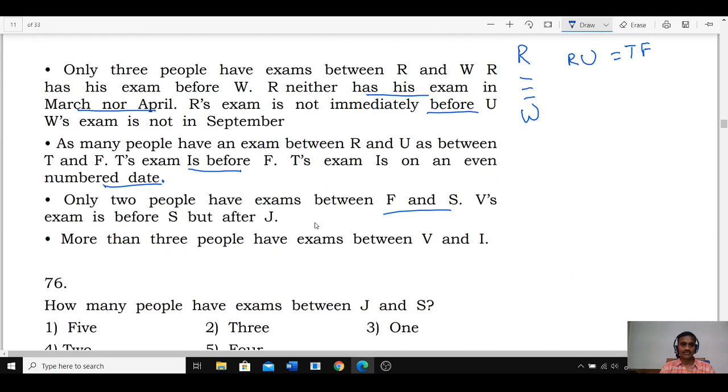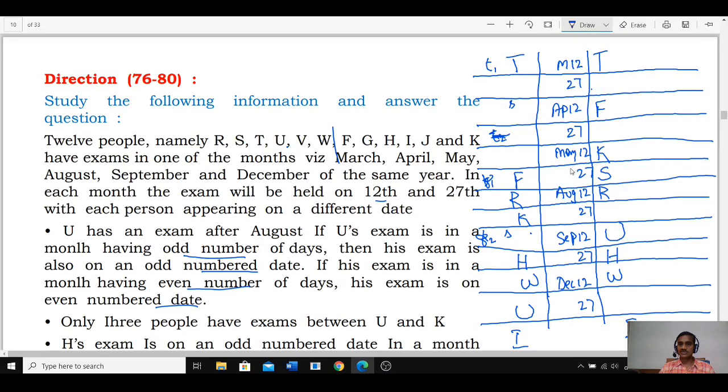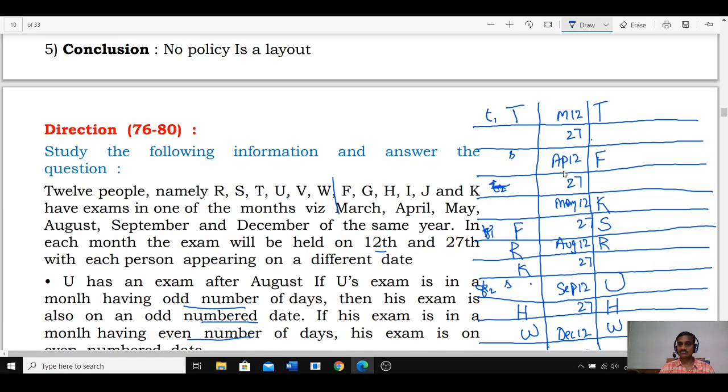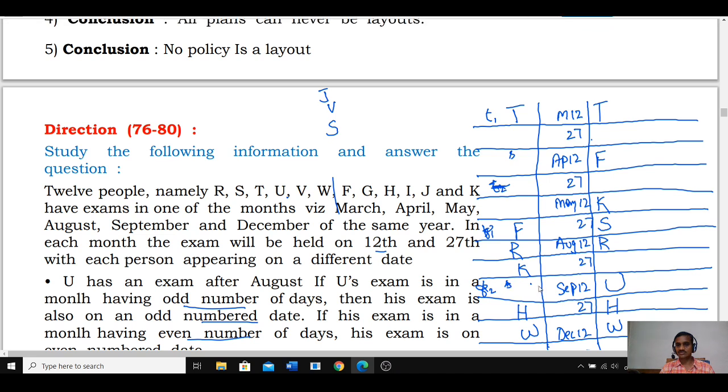And V's exam is before S but after J. Kanka J, V and S cannot be here. Hence S must be here. Hence J and V must be in these two places. And J, V and S. S kanna mundu J and V raava. J and V ante J ikkada, V ikkada.